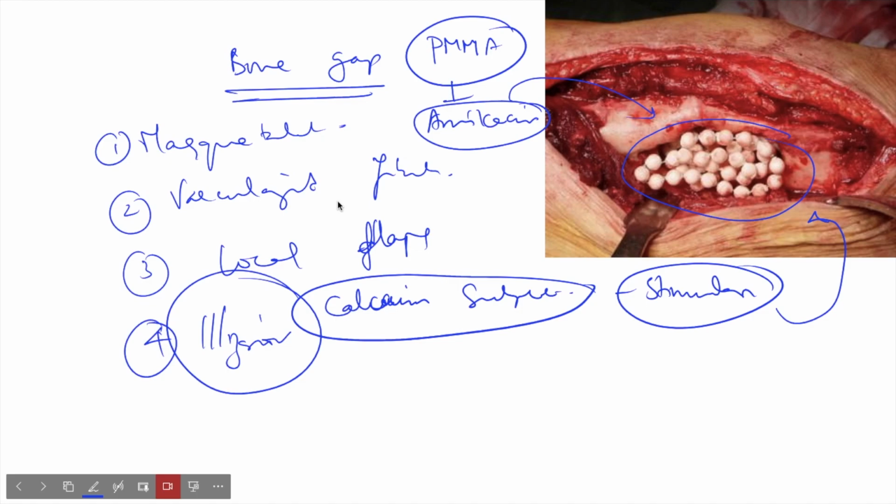So this is in brief about osteomyelitis and its management. Hopefully this helped you. Thank you very much.